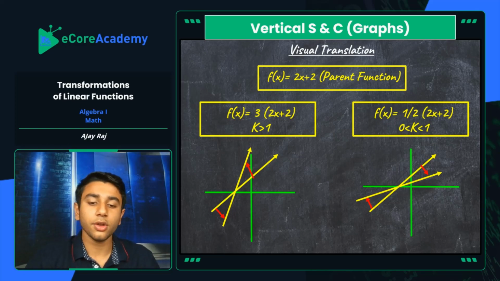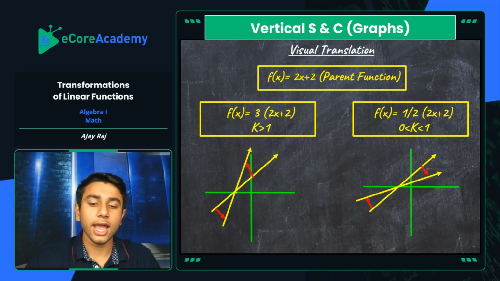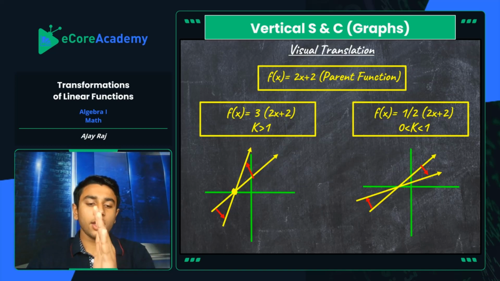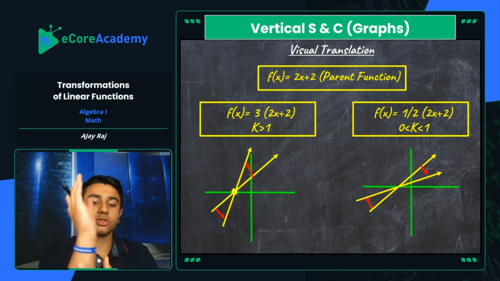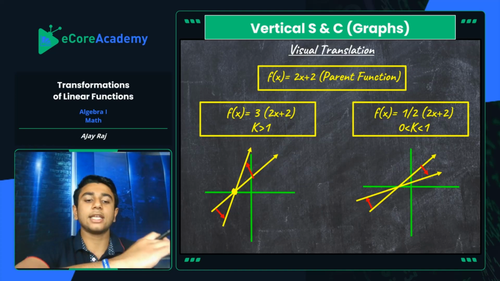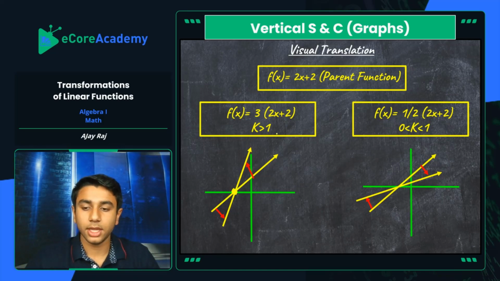And one cool thing to notice here is that whenever you're doing a vertical translation, your x-intercept is always going to stay the same. Your y-intercept is always going to change, but your x-intercept is always going to stay the same. So whenever you're shifting your graph, remember that your x-intercept is your point of rotation, so that x-intercept stays the same, and you're just moving across that like a fulcrum. That's how you change the positioning of your graph. That x-intercept will always stay the same in terms of your vertical stretches and compressions.